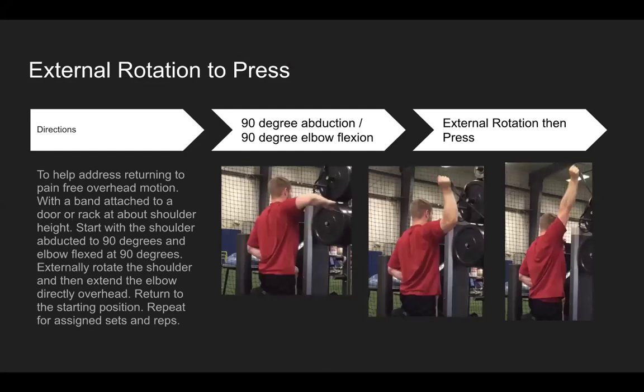And then for external rotation to press, for this one you're going to want to use a band and have that attached to a door or a rack at about shoulder height. And then start with the shoulder abducted to about 90 degrees and the elbow flexed at 90 degrees. And then externally rotate the shoulder and then extend the elbow directly overhead. And then return to the starting position. And then you just repeat this for the number of sets and reps that you pre-decided works with your shoulder, not to overdo it.